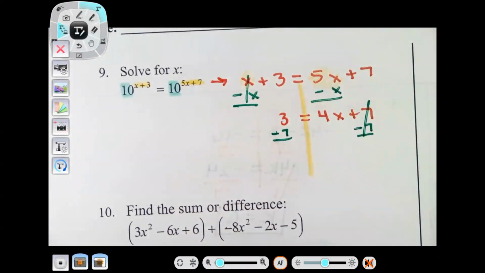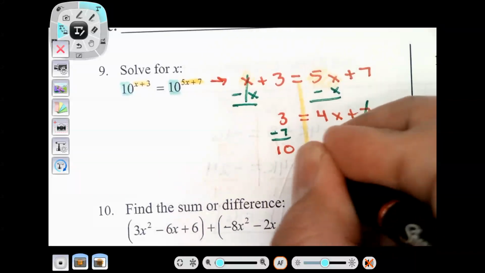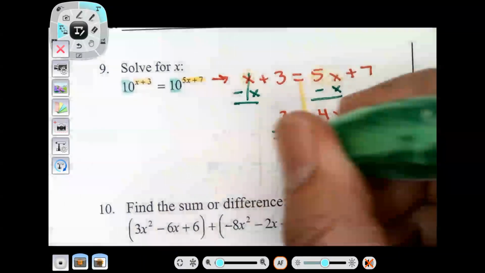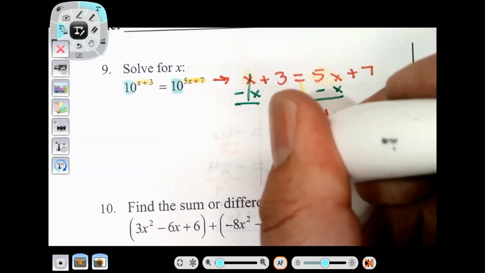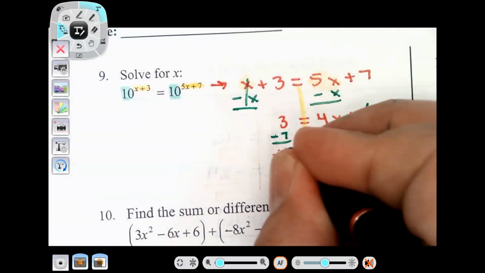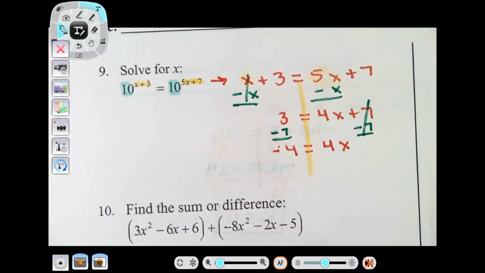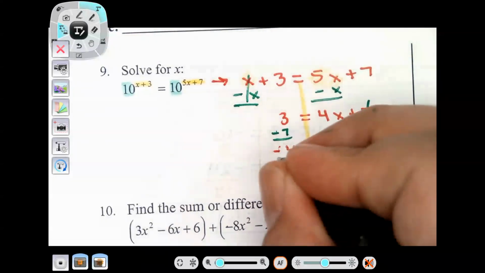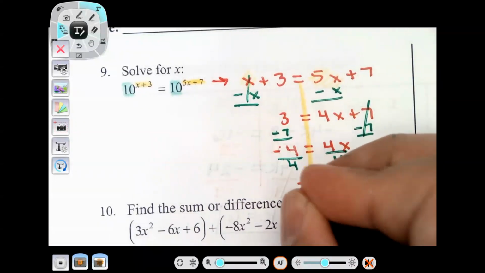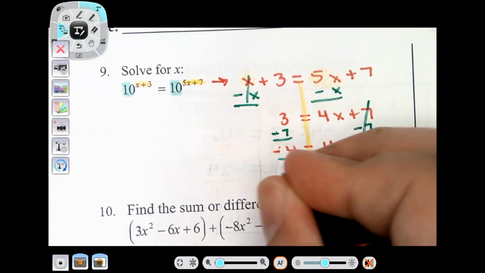So that's gone. 10 is equal to 4x. And then, whoa, maybe not a 10. Let's try that a little carefully. Check your numbers on a calculator there. 3 minus 7 is negative 4. So negative 4. And now we divide by 4. Now remember, that is a negative 4 up there. So then x is equal to negative 1. And there's the answer.